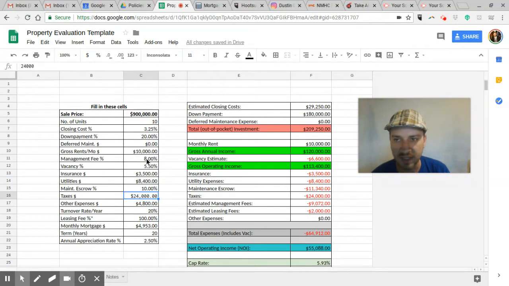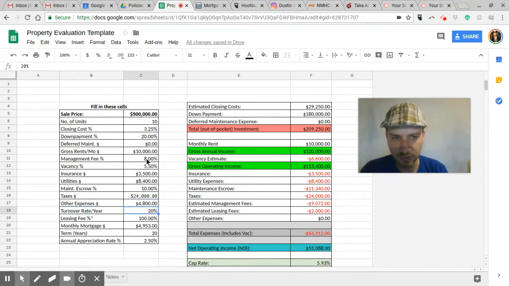Taxes, we're estimating based on the full purchase price what the taxes would roughly be. In around the city of Pittsburgh, it's something like, I think it's 2.3%. Could be more, 2.4%. Other expenses, this one we're assuming that there's going to be lawn care and snow removal at $400 a month.